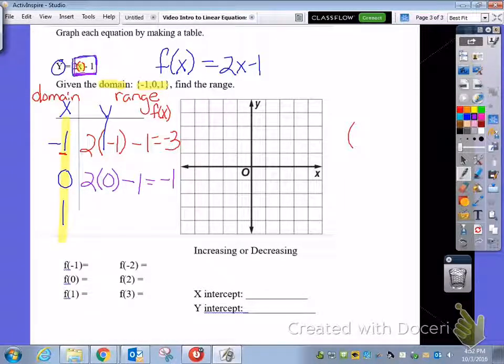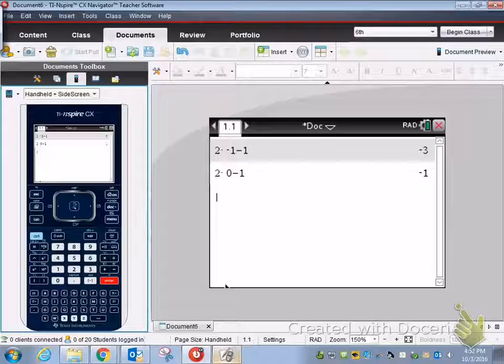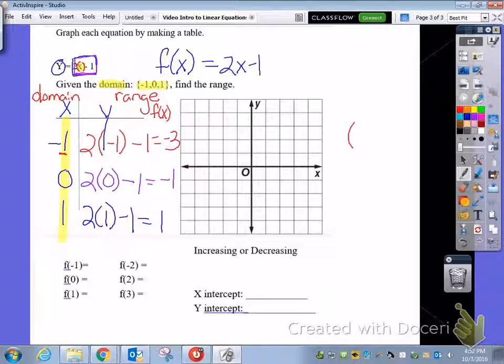And then I have one more. The last one that I have is 2 parentheses, 1 minus 1. So you got 2 parentheses 1 and then minus 1. And that equals 1. So now you have all the range. When you create your ordered pairs, you always have 2 coordinates. And so we're going to write those coordinates down.